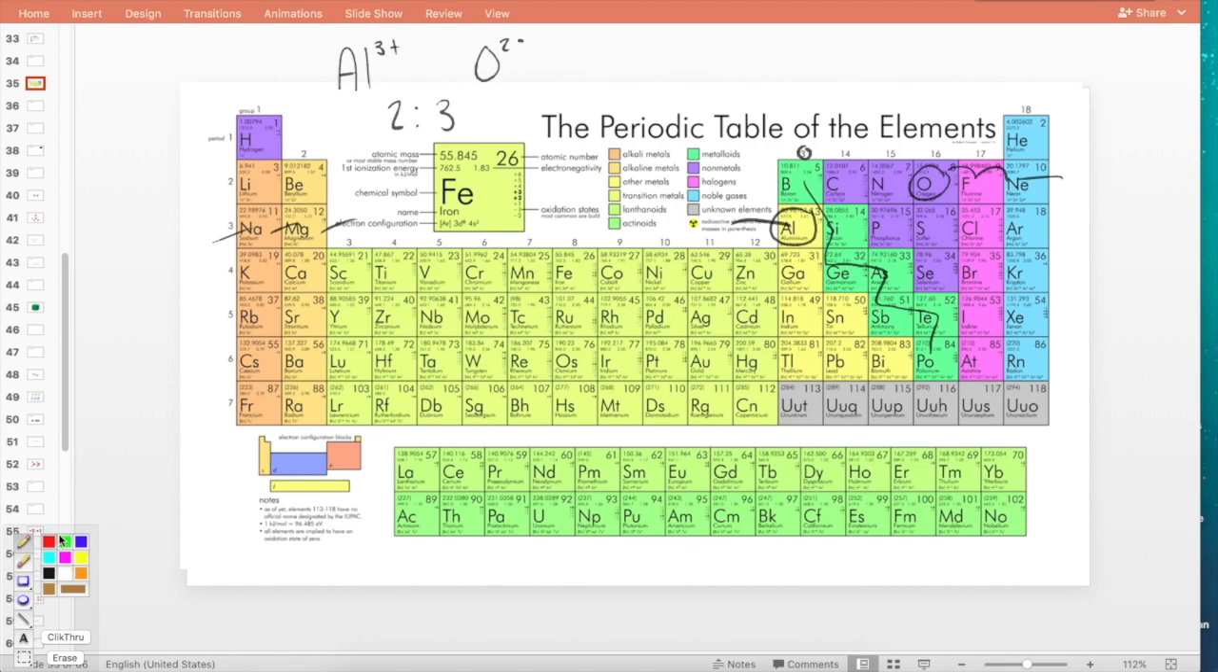Yes, there is. Just use the crossing over method. Bring the 3 down here. That becomes the subscript for oxygen. Bring the 2 down here. That becomes the subscript for aluminum. Al2O3 would be the chemical formula.